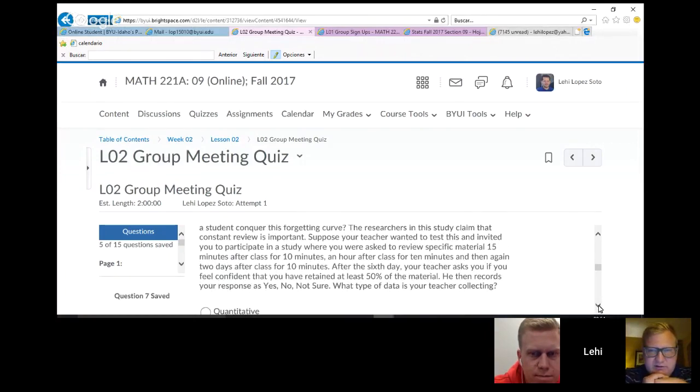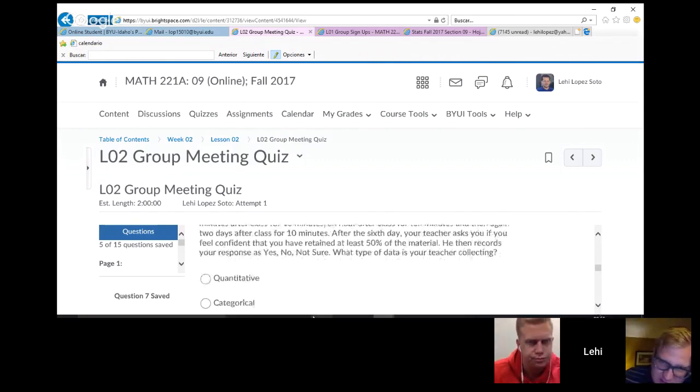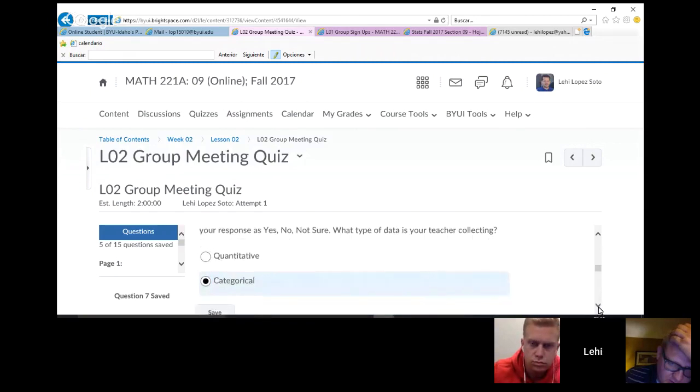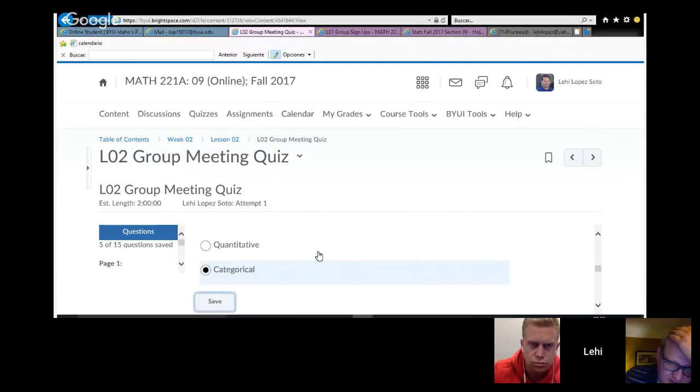Studies have shown the retention of classroom material can drop as low as 58% within 15 minutes, 44% after the first hour of class. This forgetting curve continues so that in 6 days, only 25%. The researchers in this study claim that constant review is important. So I invited you to a study where you were asked to review specific material 15 minutes after class for 10 minutes, an hour after class for 10 minutes, and then again 2 days after class for 10 minutes. After the 6th day, your teacher asks you if you feel confident that you have retained at least 50% of the material. You then record your response. What type of data are you collecting?